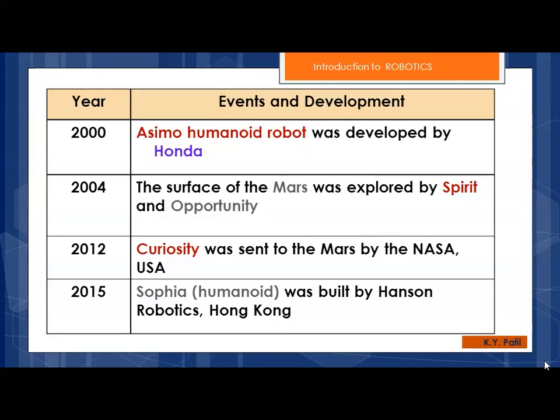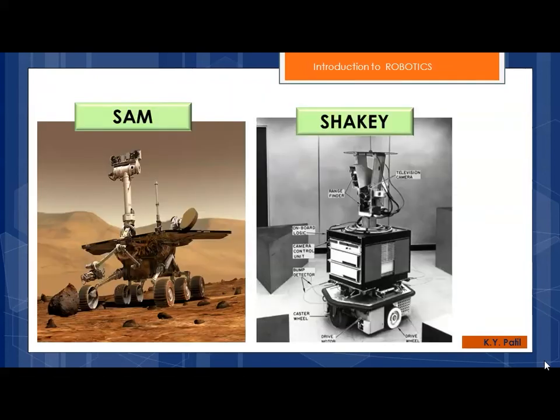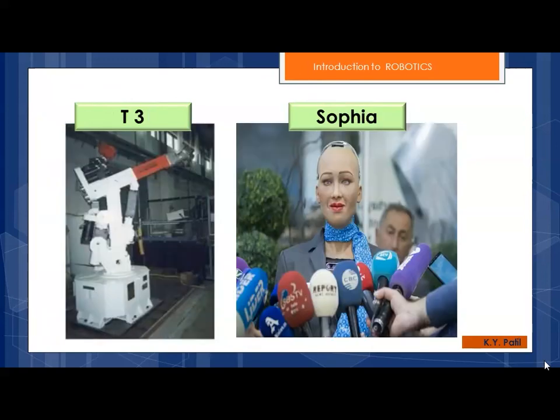Now the purpose behind giving this brief history of robotics is just to tell you that we started a little bit late in India. The study on robotics we started around 1979-80. So we started a little bit late, although the first manipulator patent was filed in the year 1954. So now here are some images of the historical robots. This is the SAM robot, Shakey, T3 manipulator, and Sophia.